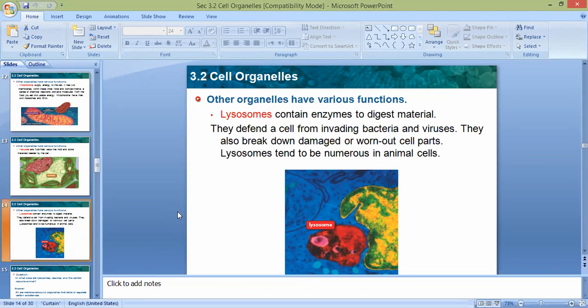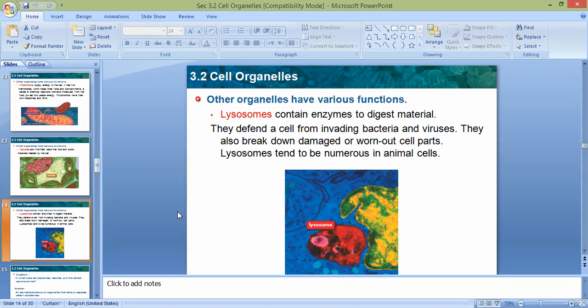Animal or plant cell? Bacteria? No, bacteria is prokaryotic. In animal cell or plant cell? Animal cells, right. Plant cells, they don't have lysosomes.